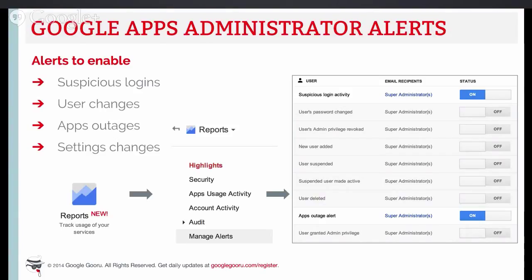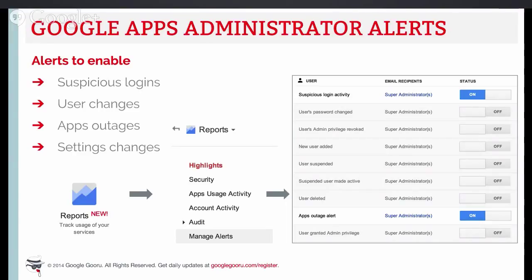So you can enable alerts such as suspicious logins, which will notify you in advance if someone is maybe trying to compromise someone's account, or maybe they're just having trouble accessing their account because they forgot their password. You can know about that in advance. You can also enable alerts for user changes, which will tell you if new users are added to the domain or if another administrator has suspended or deleted a user, so that way you're aware of what's happening in your domain. A really important one to enable, and I think everyone should enable this, is the apps outages alerts.